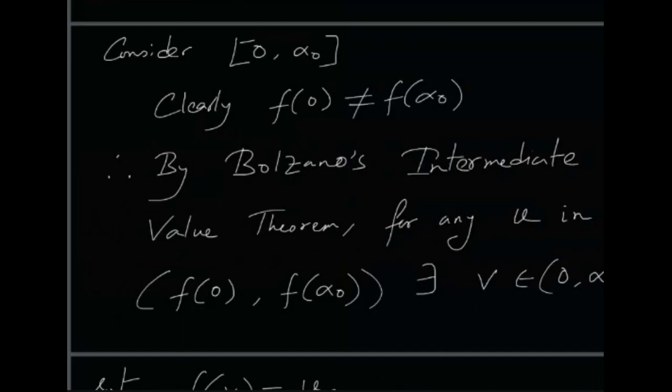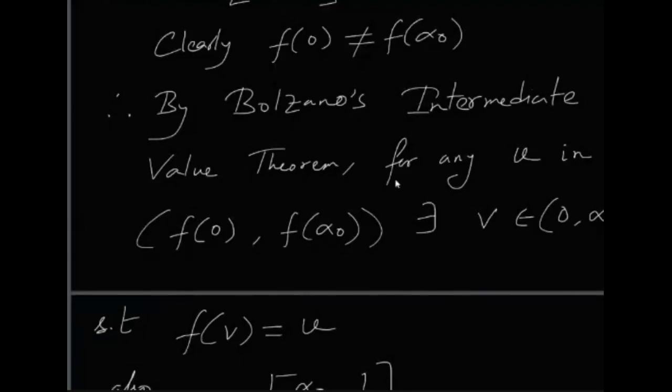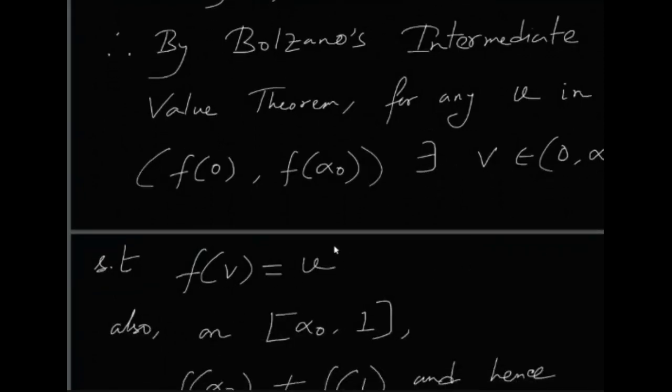So Bolzano's intermediate value theorem, I'm again repeating. It says that if f is a continuous function on some interval I, and you take any two points a and b with distinct functional images, that means f of b is not equal to f of a, then if you take any number k between f of a and f of b, there exists some number in a and b such that the image of that number is k. So I'm just using that. Since in this interval 0 comma alpha naught, f of 0 and f of alpha naught are distinct, by the BIVT, if you consider any real number u between f of 0 and f of alpha naught, there exists some v in 0 and alpha naught such that f of v is u.